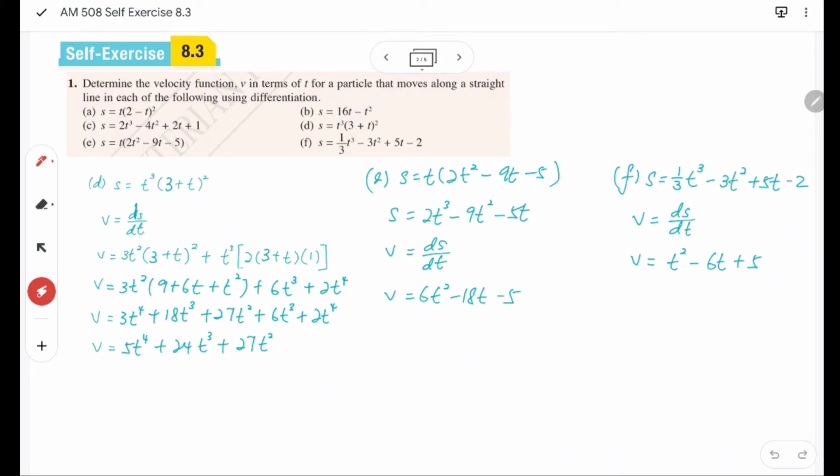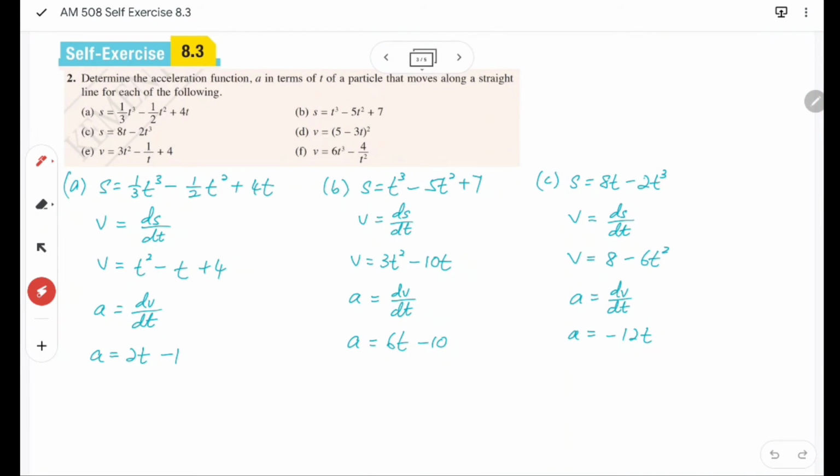E, s equals t times (2t squared minus 9t minus 5). So the t times inside each term, I get s equals 2t cubed minus 9t squared minus 5t. Then v is ds/dt. We get v equals 6t squared minus 18t minus 5. F, s is 1 over 3 t cubed minus 3t squared plus 5t minus 2. So v is ds/dt. Therefore, v is t squared minus 6t plus 5.